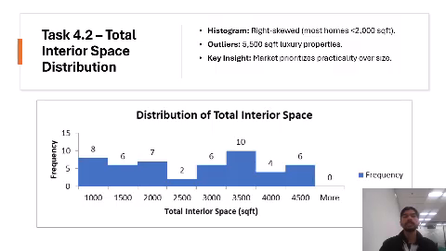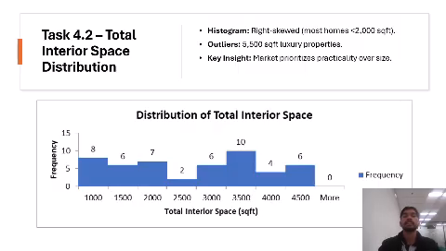In this slide, we are going to examine the total interior space distribution. Looking at the histogram, we can see that the distribution is right skewed. This means that most homes have less than 2000 square feet of interior space. We also notice the presence of some outliers, particularly luxurious properties with much larger spaces, like those around 5,500 square feet.